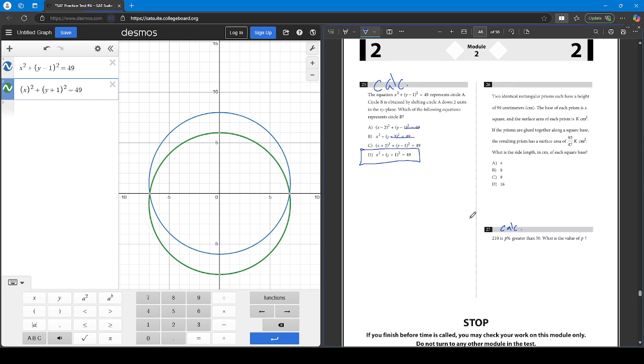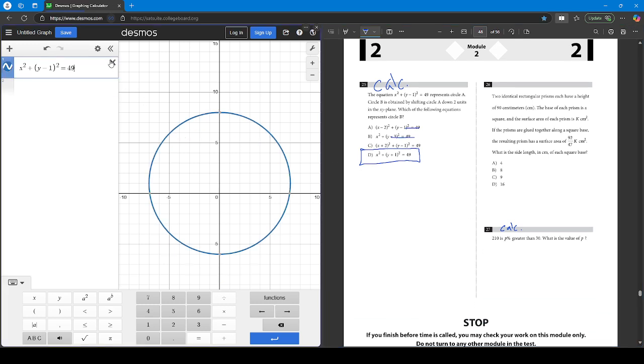Okay, and then number 27, this is very similar to the really easy question we looked at on the very first page of this packet. But now that it's the last question on the test, we know it's the harder version, so we got to find the little trick in it. It says 210 is p% greater than 30. What is the value of p?